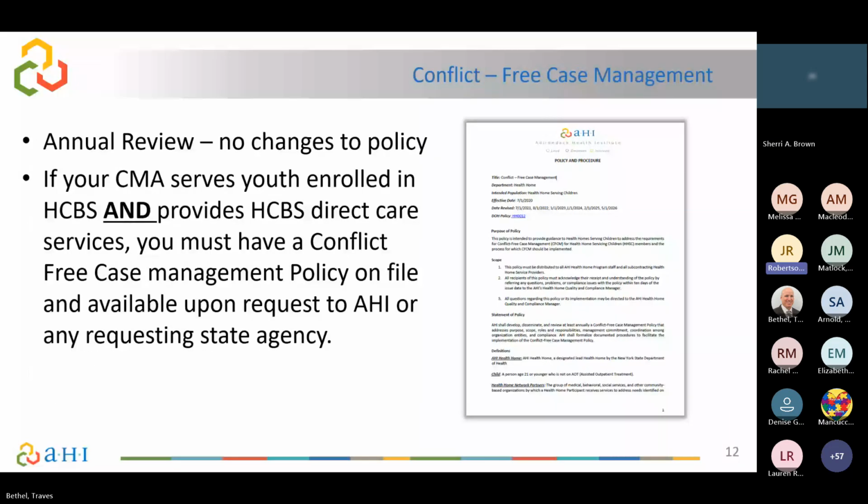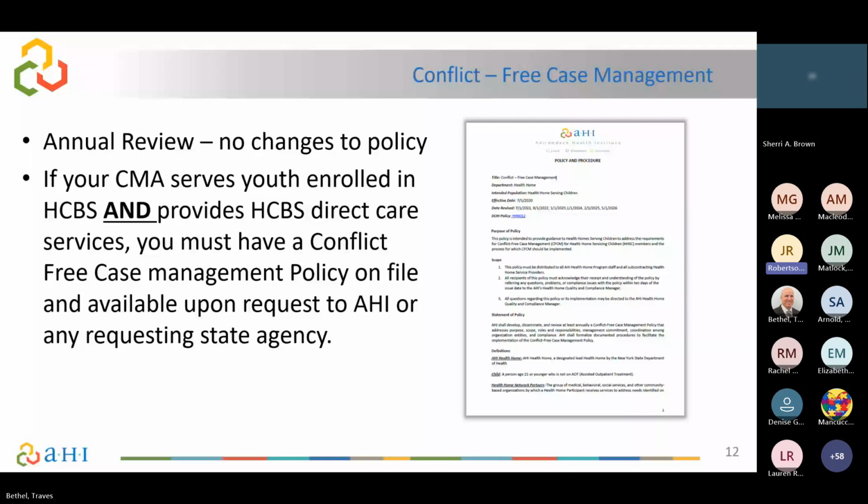Conflict-free case management. This is an annual review. There are no changes to this policy, and this policy is only applicable to our CMAs that also deliver HCBS services. So only applicable to any of our CMAs that are doing health home care management to HCBS youth, and also deliver direct HCBS services as a provider. You want to make sure that you have conflict-free case management in place.